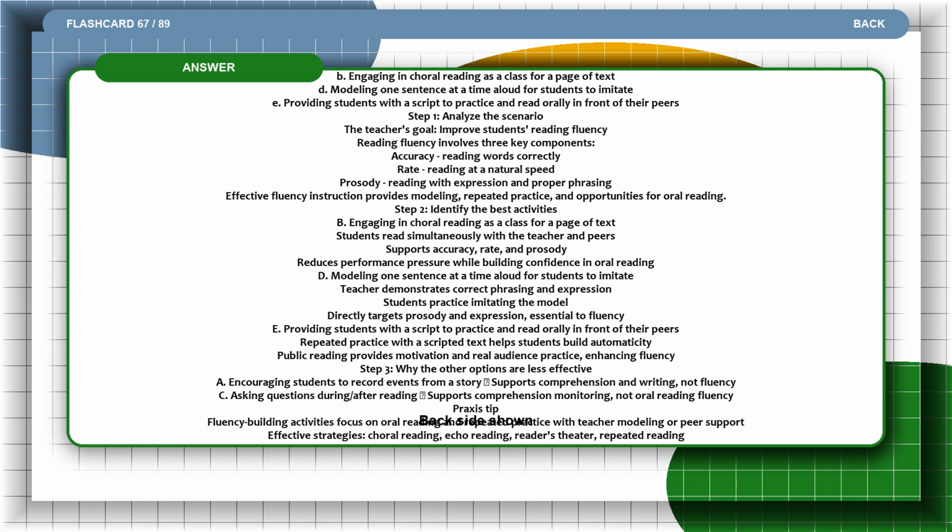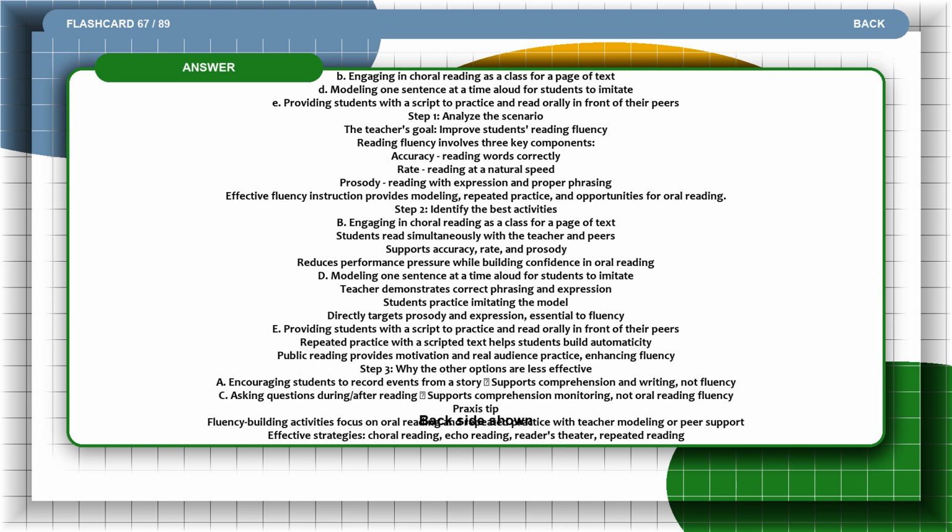E. Providing students with a script to practice and read orally in front of their peers. Repeated practice with a scripted text helps students build automaticity. Public reading provides motivation and real audience practice, enhancing fluency. Step 3. Why the other options are less effective. A. Encouraging students to record events from a story. Right arrow supports comprehension and writing, not fluency.